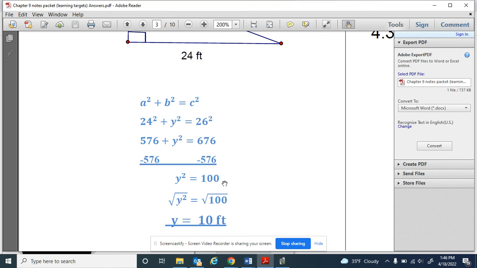So now we're looking for what multiplied by itself gives us 100. So we can think about what numbers multiplied by themselves, like 5 times 5, 25, 6 times 6, 36. And hopefully we know 10 times 10 is 100. So y will be 10.